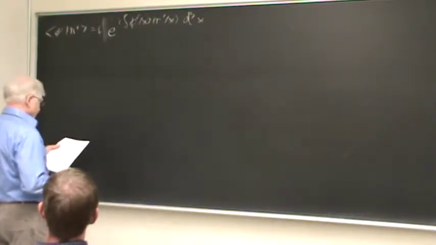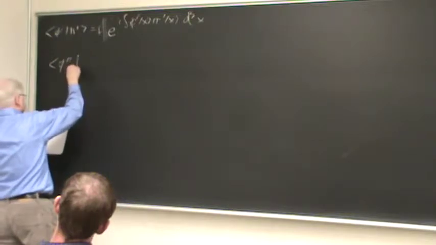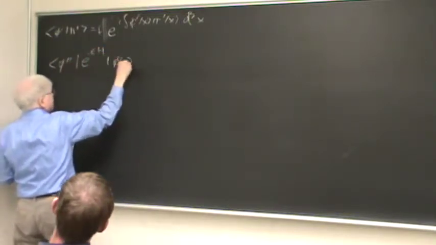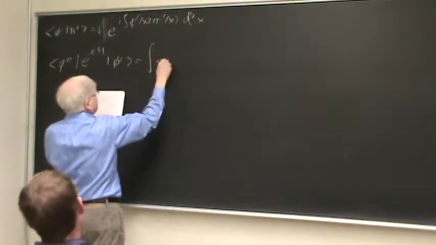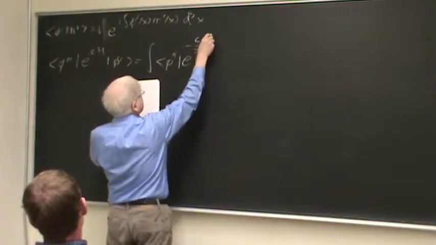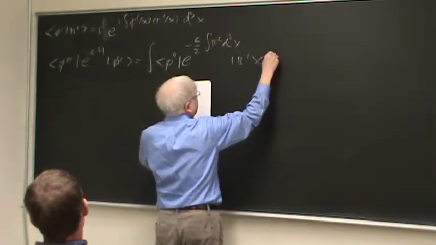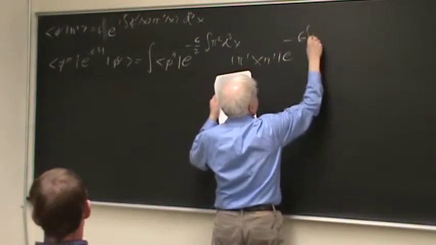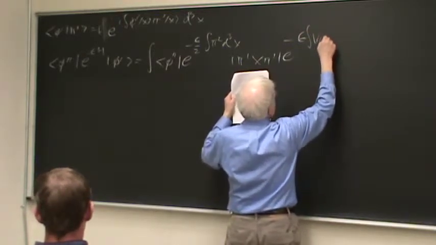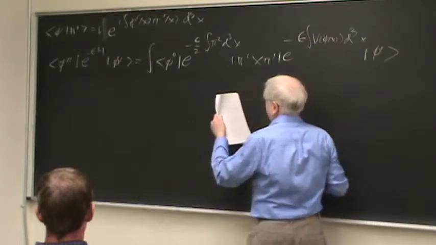And that factor will typically cancel in most cases. And so if we think of computing something like this, e to the minus epsilon H, phi prime, then this would be what? It would be phi double prime, e to the minus epsilon over 2 integral pi squared d cubed x, pi prime, e to the minus epsilon integral V of phi of x d cubed x, and then phi prime on the right.